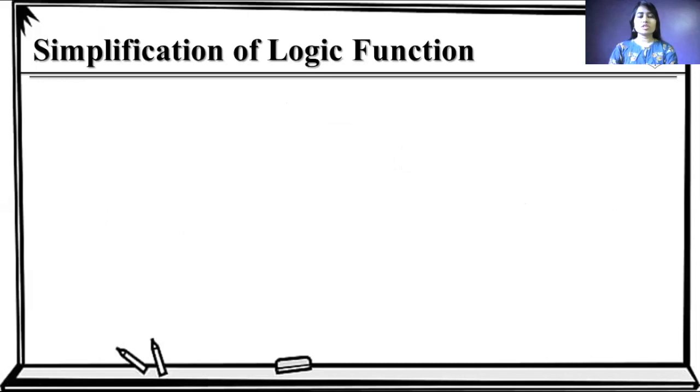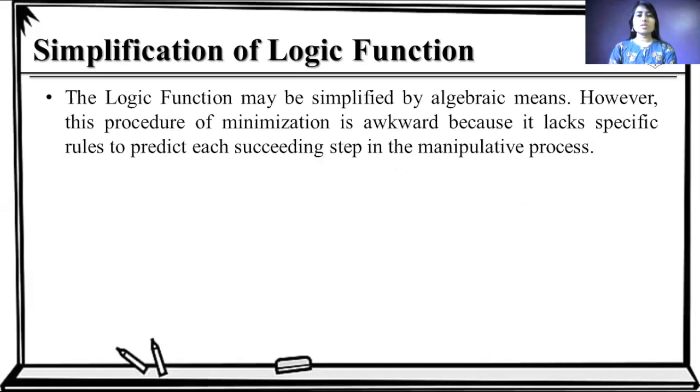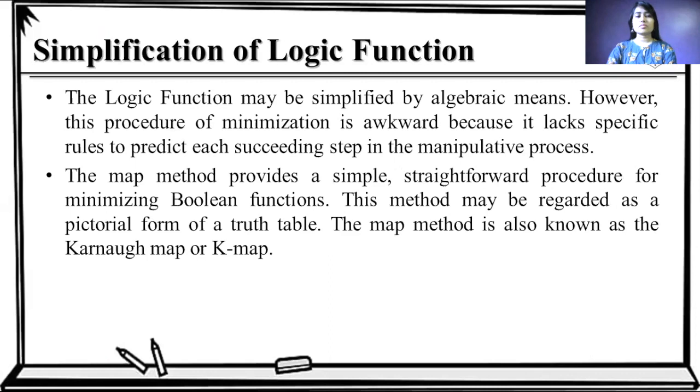Simplification of logic function. The logic function may be simplified by algebraic means. However, this procedure of minimization is awkward because it lacks specific rules to predict each succeeding step in the manipulative process. The map method provides a simple and straightforward procedure for minimizing Boolean function. This method may be regarded as a pictorial form of a truth table. The map method is also known as Karnaugh map or K-map.